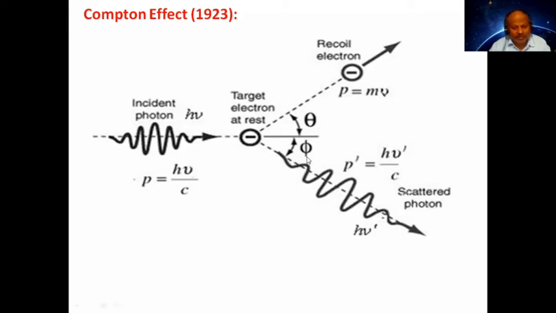Phi is nothing but the angle of the scattered photon with the direction of the incident photon. So the change in wavelength due to scattering: it is observed that the scattered wavelength is always greater than the incident wavelength.